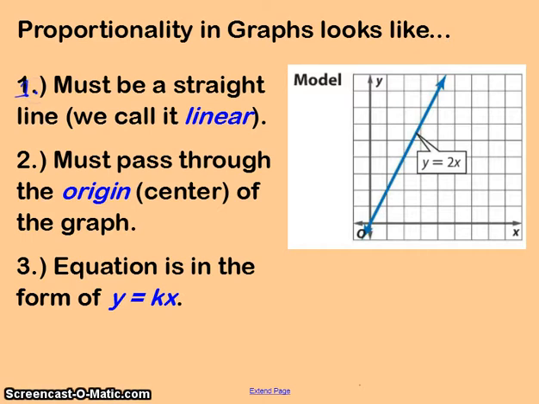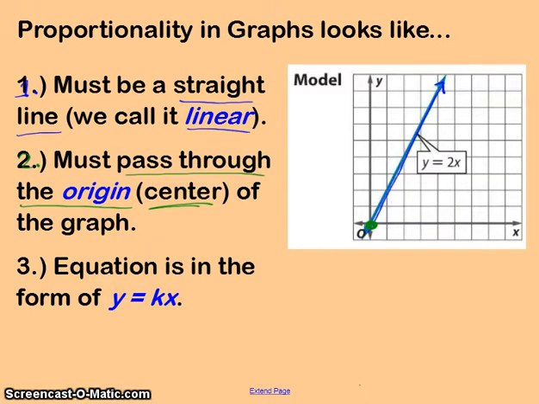the line must be straight, and we call that linear. So this line right here, it is straight, and we call it linear. The second thing we need to look for in a proportional graph is it must pass through the origin. Through the origin, that is the center of the graph. So here's my origin, and this graph does pass through the center.